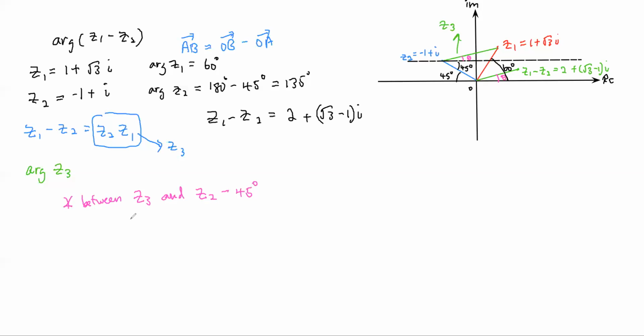If you think about vectors again, how do we find the angle between two vectors? So let me express Z3 and Z2 as a column vector. Z3 would be (2, square root 3 minus 1), and Z2 would be (-1, 1).